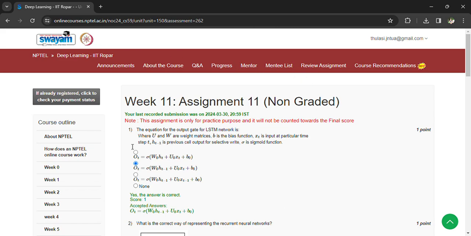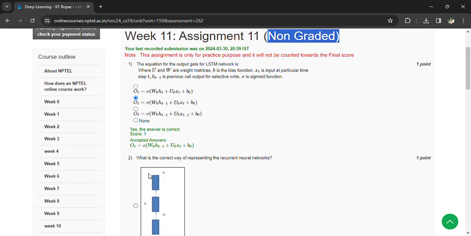Hi, welcome back. Coming to the Deep Learning IIT Ropar, week 11, assignment 11, we are having a non-graded assignment, which will not be considered for the evaluation, but these questions will be useful while writing the exam in the Digital Ion Center. So go through the questions and see here. For the first question, the equation for the output gate of LSTM network is, the option is B.